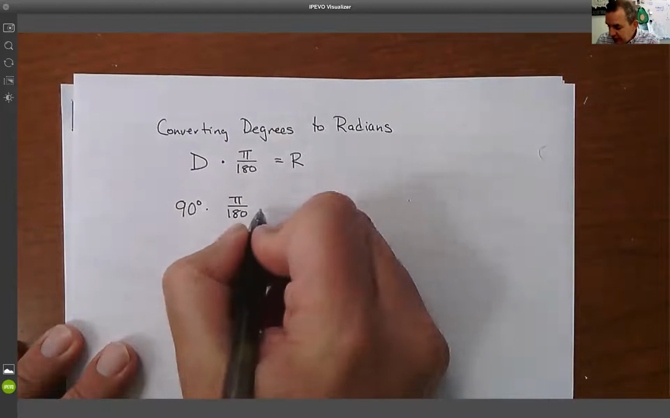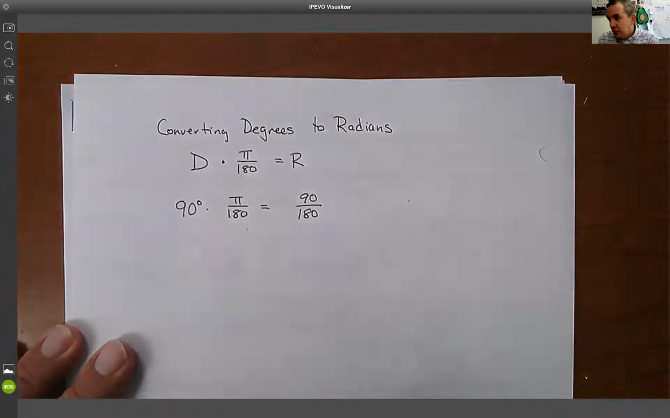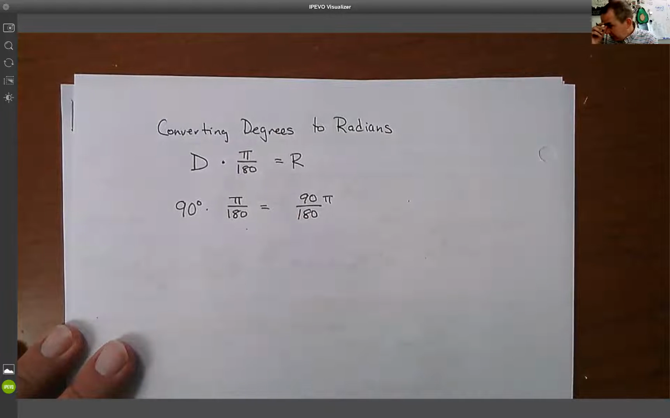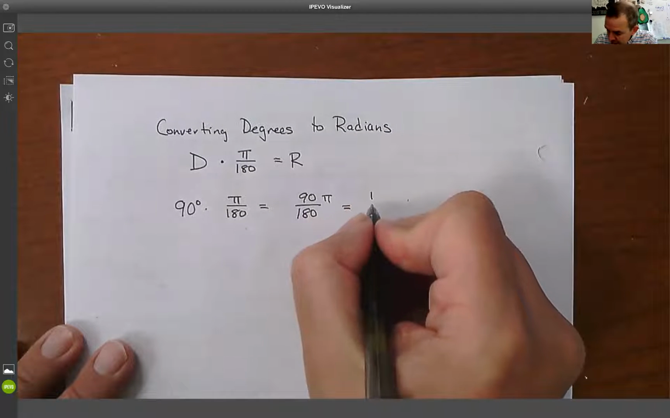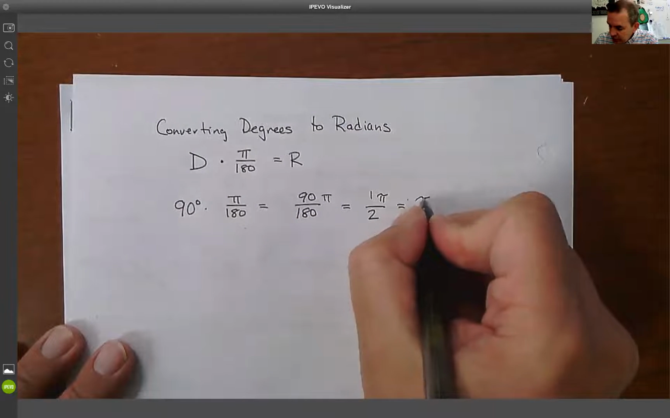I'd break out my calculator, and I try to figure out what 90 over 180 is, and the pi just kind of carries over. So in your calculator, if you do 90 over 180, you're going to get 1/2. So it's 1 pi over 2. We just call it pi over 2.